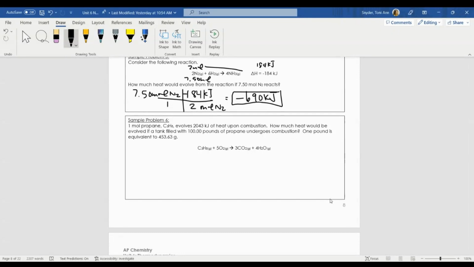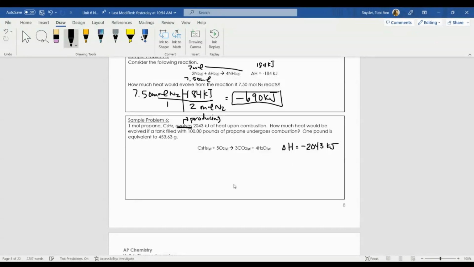Let's just do one more. So it says 1 mole of propane evolves 2,043 kilojoules of heat upon combustion. So it does say it's evolving, okay? And notice there's no delta H listed here. If this is evolving, evolving means it's producing. Okay, so it's producing that much heat.